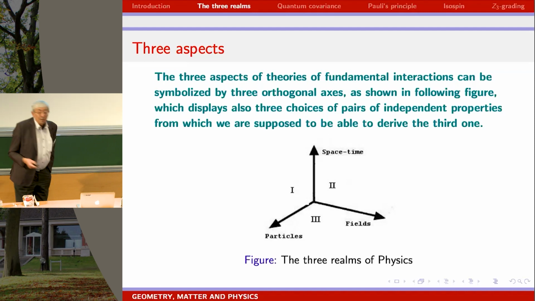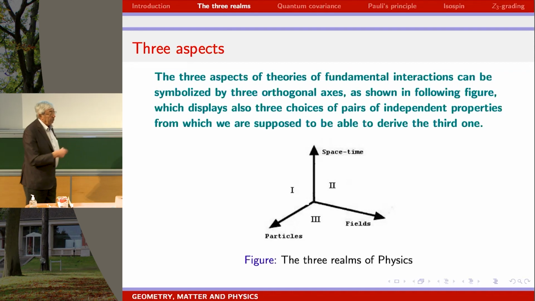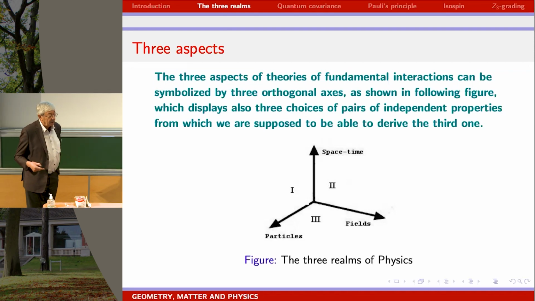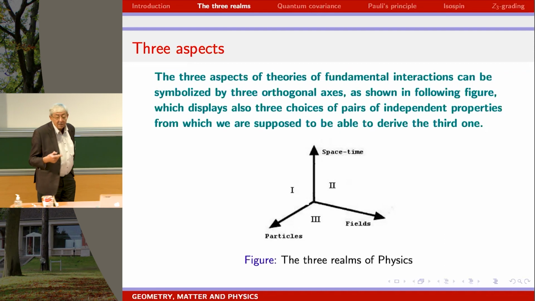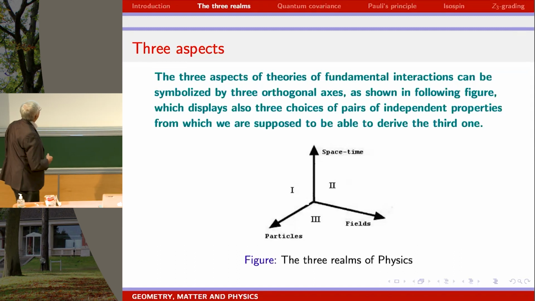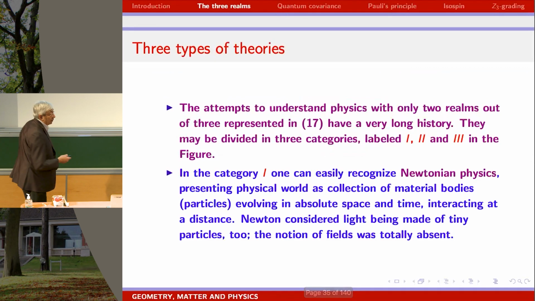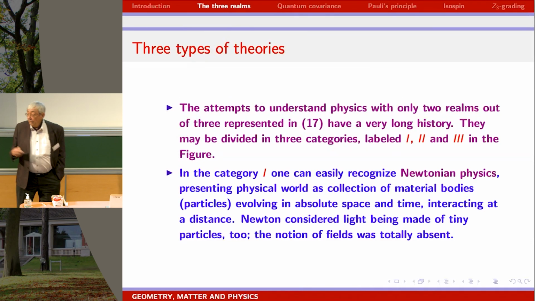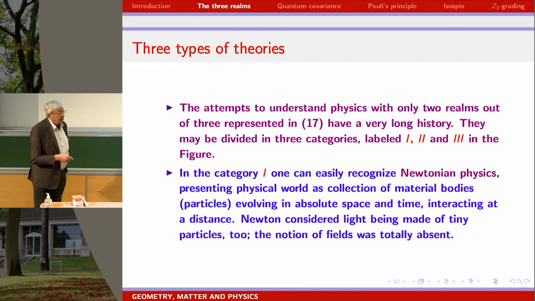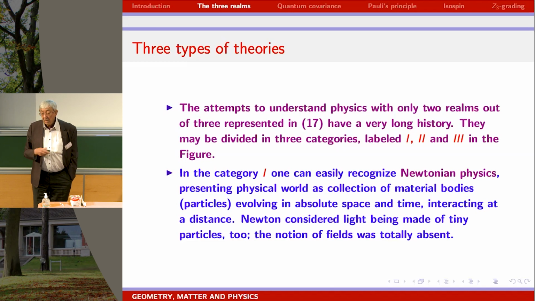Okay, so now let us see what we can do, and there are of course 3 possibilities if the idea is that one of these things depends on the 2 others. So we'll have 3 different types of theories. One is, for example, that there is only space-time and matter. There are no fields, no need for fields, no need for intermediates. And of course, you recognize what it is.